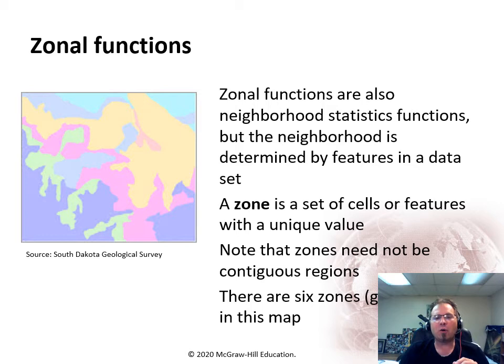So there are 6 zones. A zone is a set of cells or features with a unique value. In this case, there are 6 zones. They're geologic units. This could be a raster or a vector, it doesn't matter. And the zones do not need to be contiguous. You can see there's green over here, but there's also green down here. They don't all have to be touching. That doesn't matter, but they all have to have the same values. So the green values of both of those need to be the same.